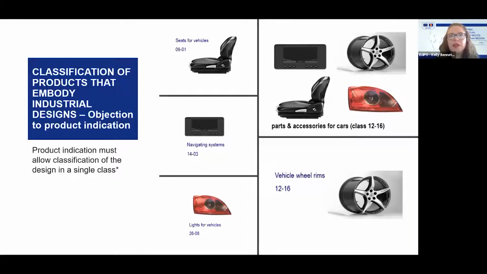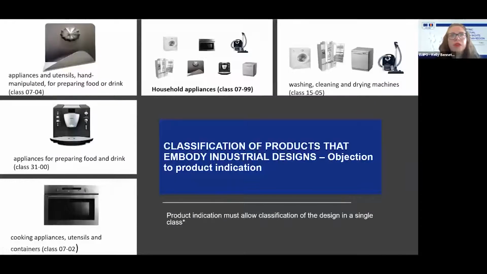On the slide here, you can see some examples of the different parts of perhaps the same final product that are classified in different classes. And here also we can see that household appliances can fall into different classes depending on their nature. So this is something that's very important for our applicants to take into account, especially if they're filing multiple applications because of the unity of class requirement, which we will look at shortly.